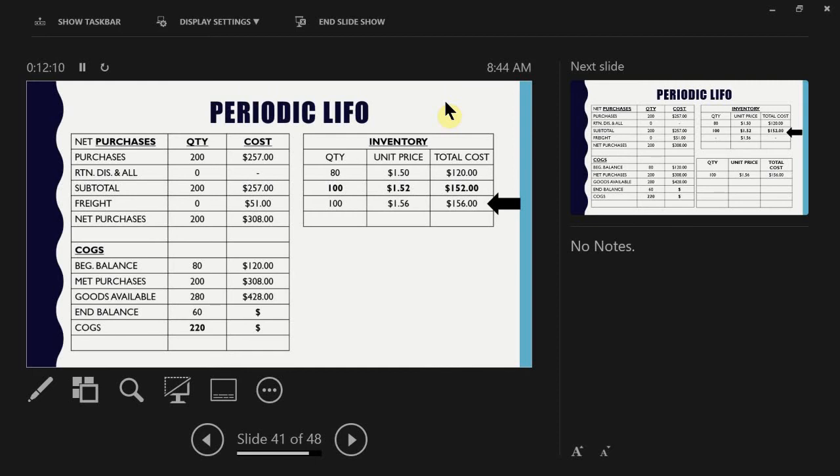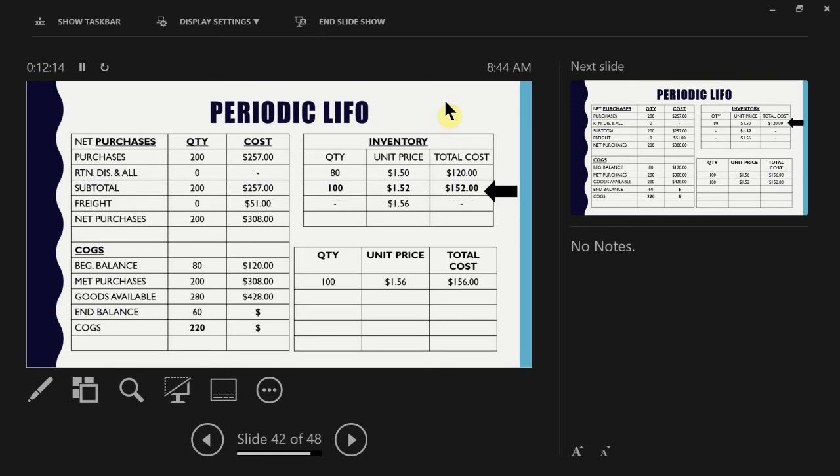In this case, I need to get rid of a total of 220 toys. So the first thing I'm going to do is get rid of the very last 100 that I just purchased. Next, I have to get rid of another 100 because I need to get to a total of 220 units. So in this case, perfect, I can go ahead and get rid of my second batch of inventory here for $1.52.